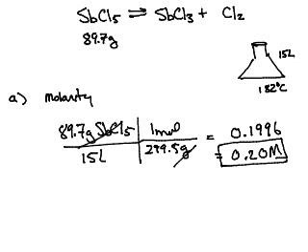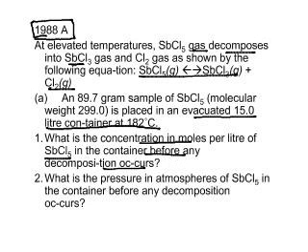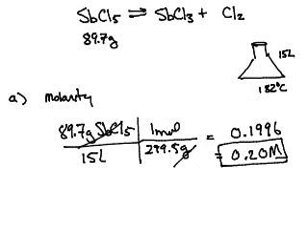So we have a 0.2 molar solution of SbCl5. That's question A, and that's pretty easy, isn't it? Question B said, what is the pressure in the container before any decomposition occurs? So when I ask for a pressure, we can do that. It's just PV equals nRT.